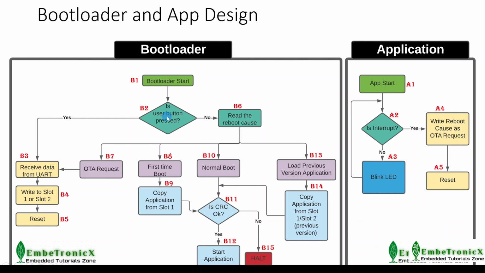Now, what will happen? The bootloader starts and checks the boot button. It is not pressed, then it reads the reboot cause. The application has written the reboot cause as an OTA request. So it will go here, receive the data from the UART and write it to the slot. Then it updates the reboot cause as a normal boot and resets. Now the microcontroller bootloader will start and read the reboot cause as a normal boot, then verify the CRC and run the latest application.